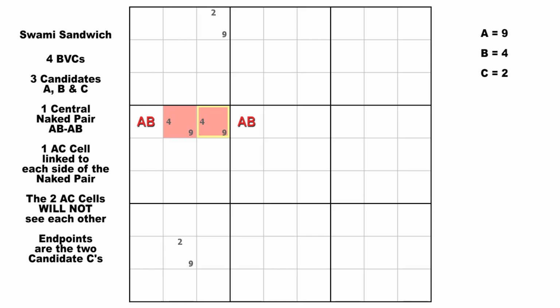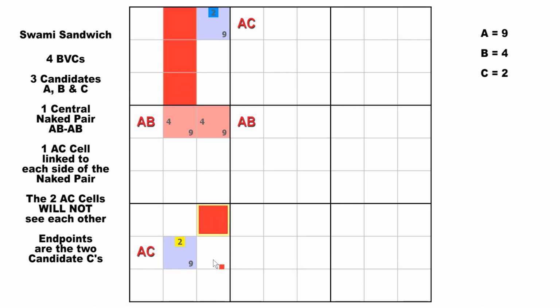So that makes candidate 2 our candidate C, and we've got an AC cell up here in block 1 and another AC cell down here in block 7. They are the 2 slices of bread in our sandwich. And each one of those AB cells can see one of the AC cells. So the two endpoints are those candidate 2s, and we've got one here and one down here. And this time there are 6 cells that can see both of those candidate 2s, and they are here, here, and also here, here, and here. So if there were a 2 in any one of those 6 cells, they would be false.